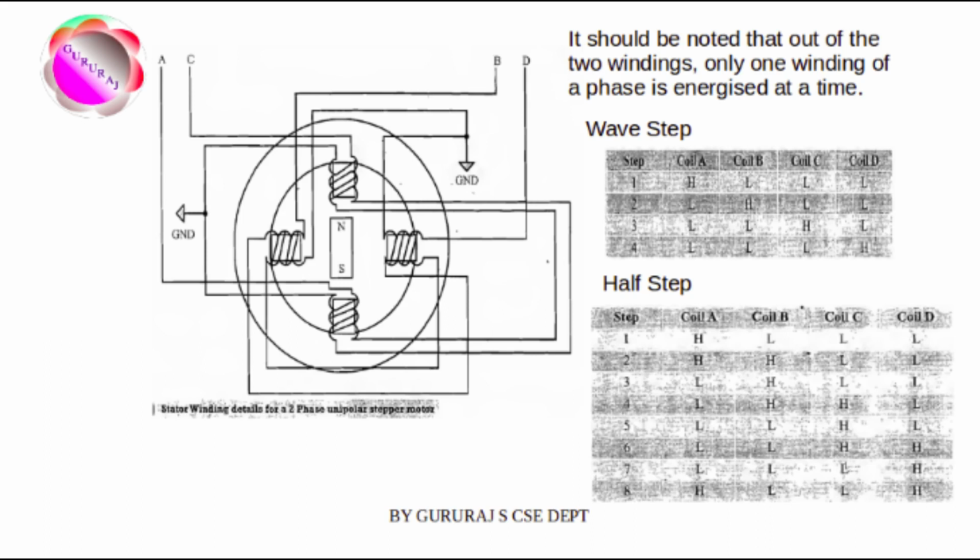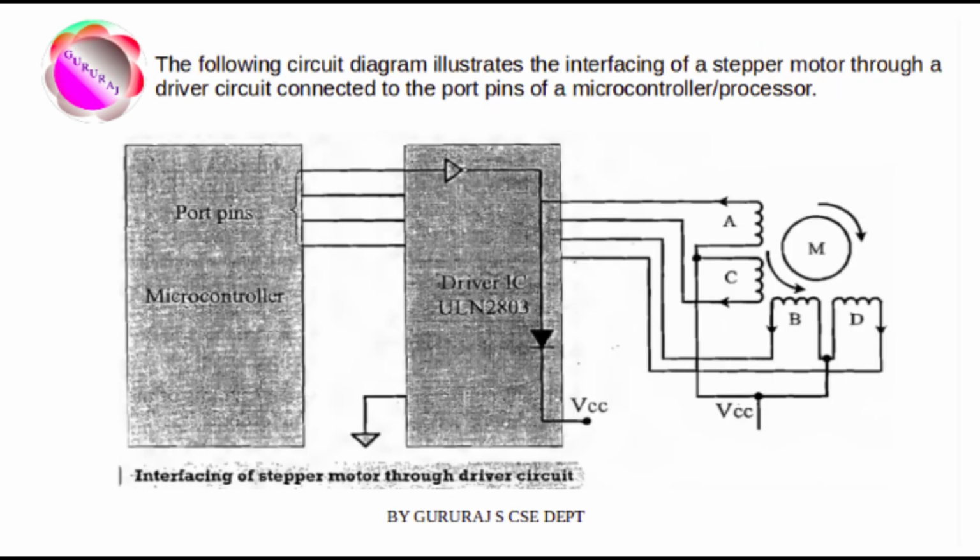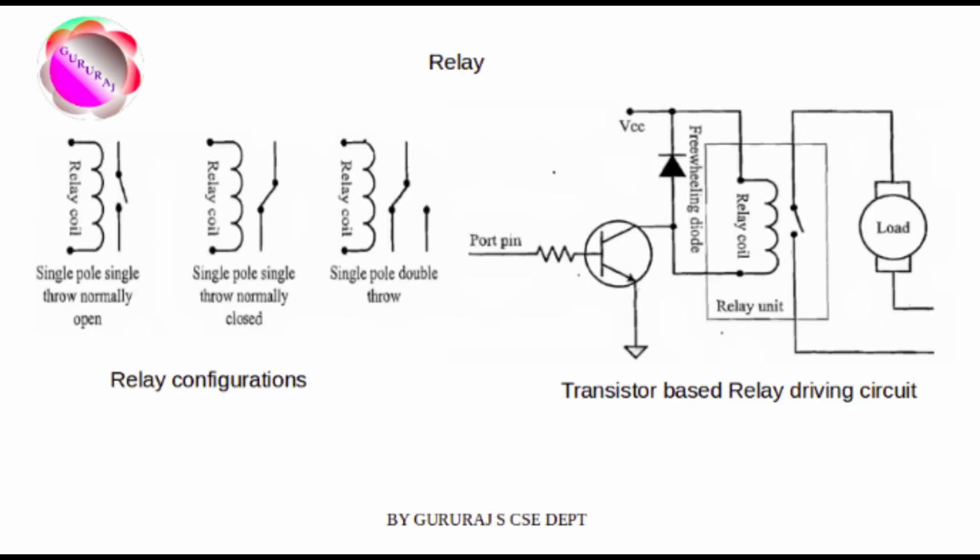One more figure shows the interfacing of a stepper motor through a driver circuit connected to the port pins of a microcontroller. Next I/O subsystem is relay. It is an electromechanical device. In embedded applications, the relay unit acts as a dynamic path selector for signal and power.